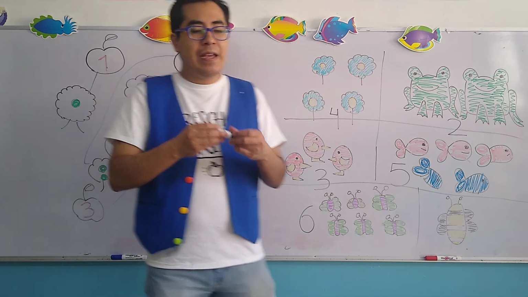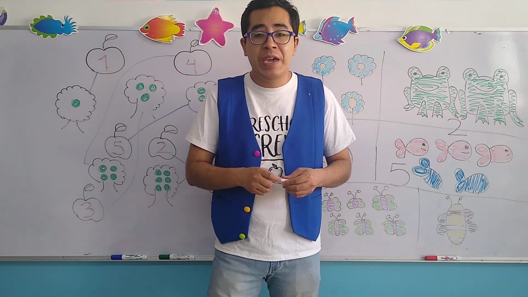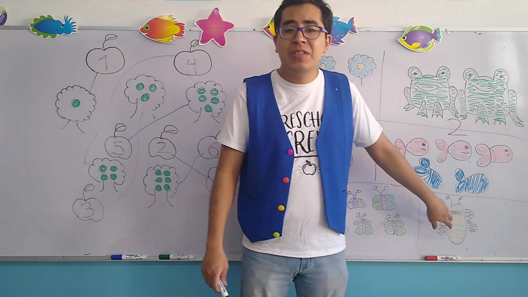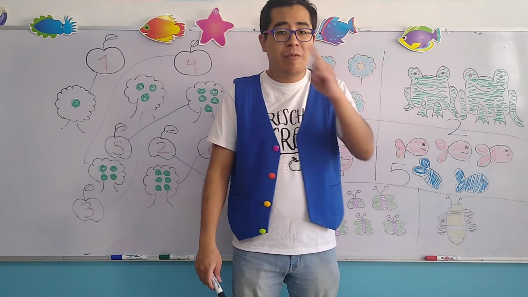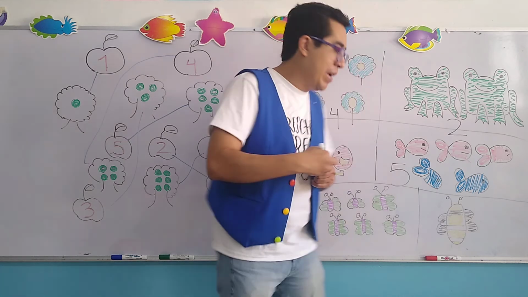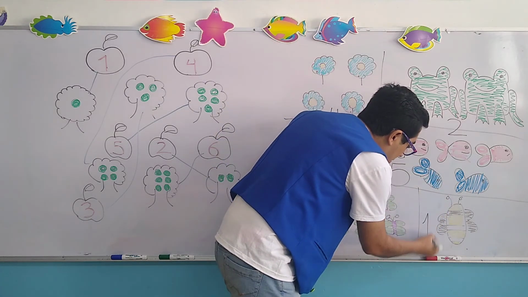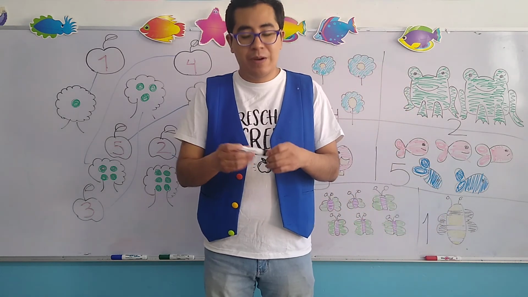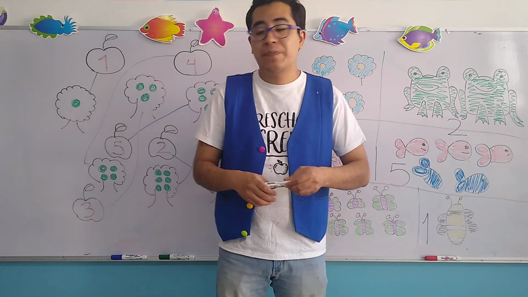And finally, let's continue with the bees. How many bees appear here? Only 1. We only have 1 bee. Okay? So, a number that looks like a soldier, that's the correct answer.